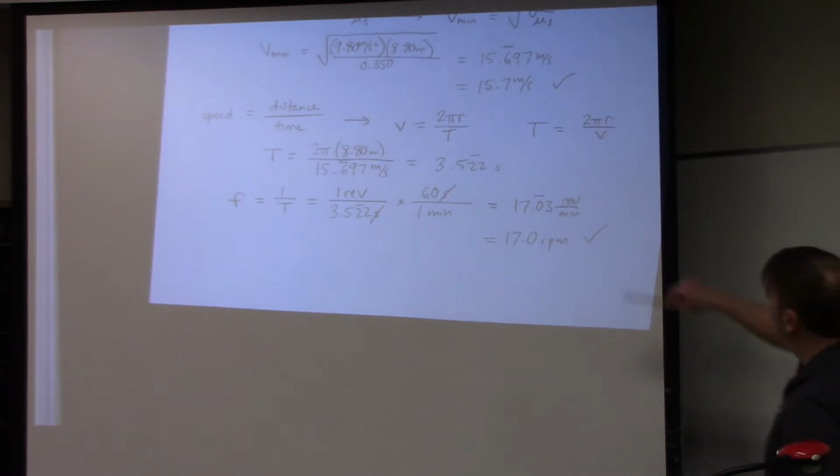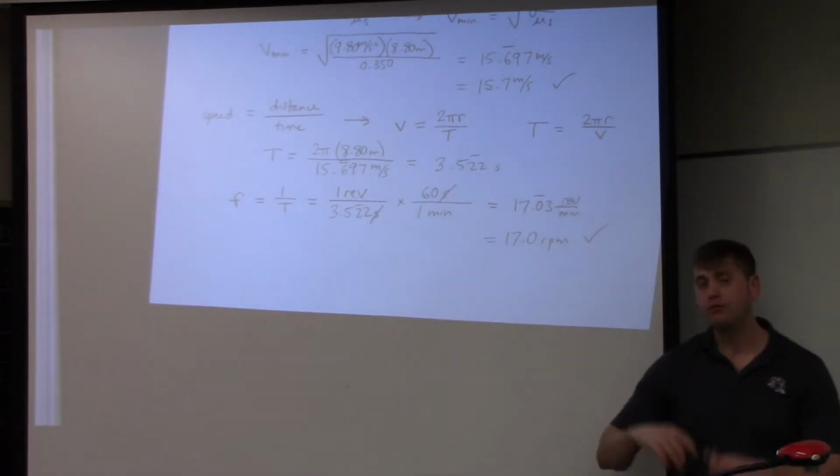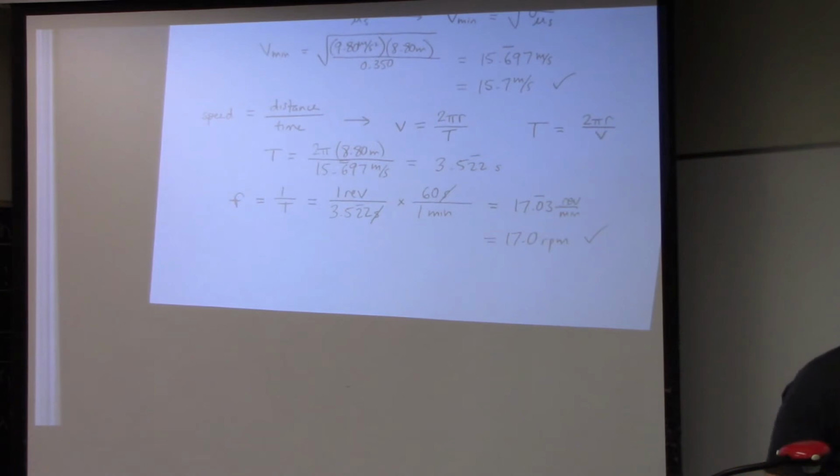You need this minimum speed. If you go faster than that, you'll still have all the conditions met for the rider to stay on the wall and not slide down. But that's the minimum speed that's possible. So we go back to the lecture slides now.